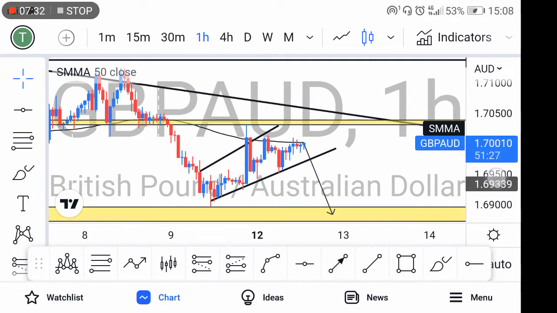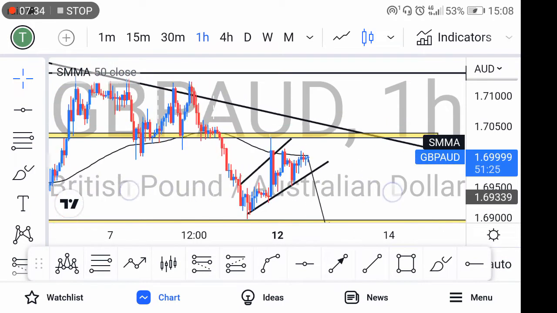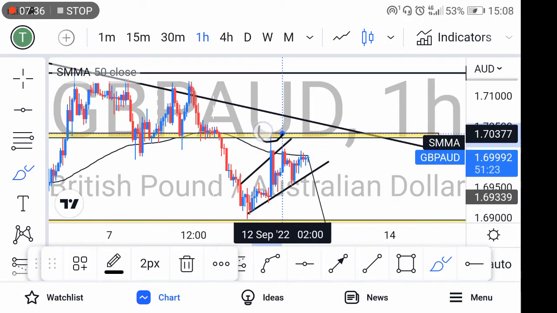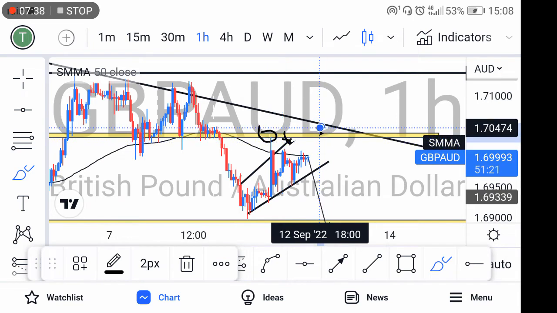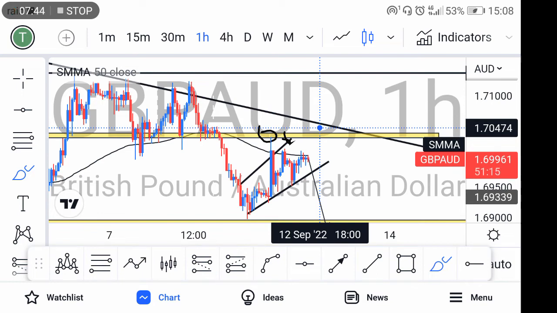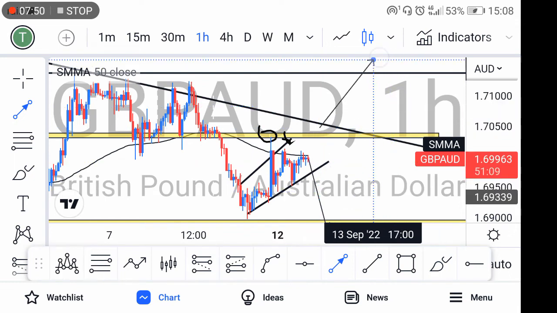it is respecting this resistance here. We can see it's respecting it, even if it's still under our moving average. So I will expect it to go further to the downside before we can start looking for those buying opportunities.